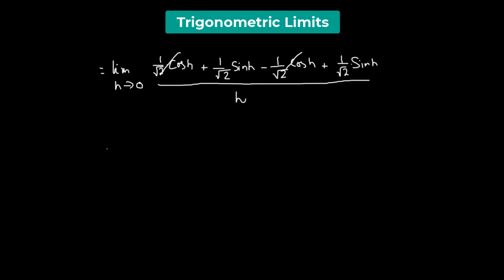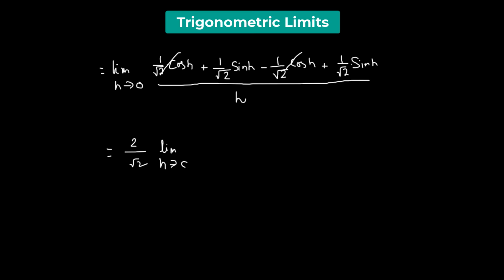So now we are left with 2 times root 2. There are 2 of them, 1 over root 2 sine, so they get added. So we have 2 over root 2. That being a constant, I'm bringing it to the front of the limit.